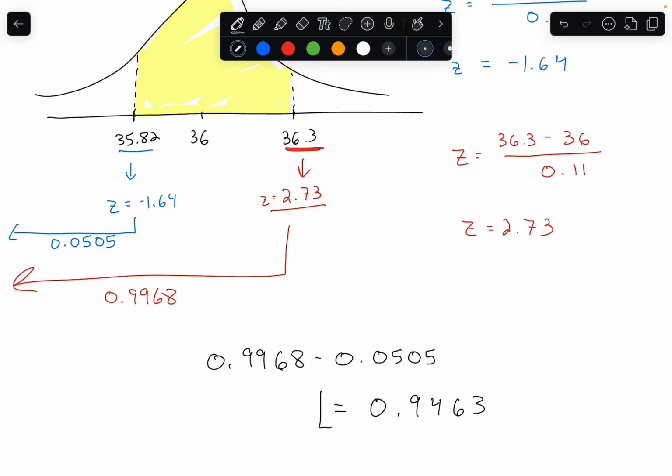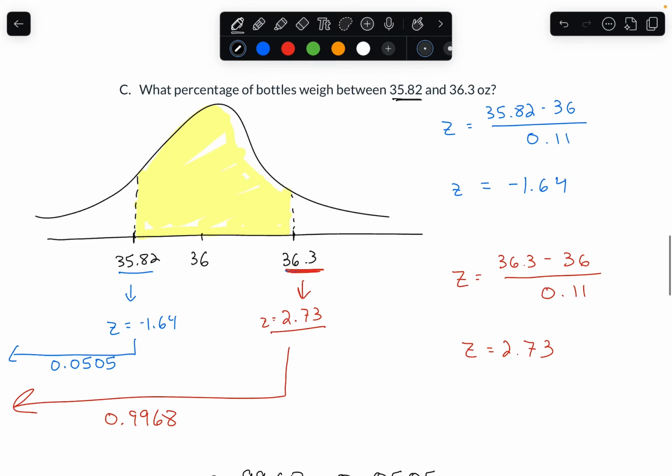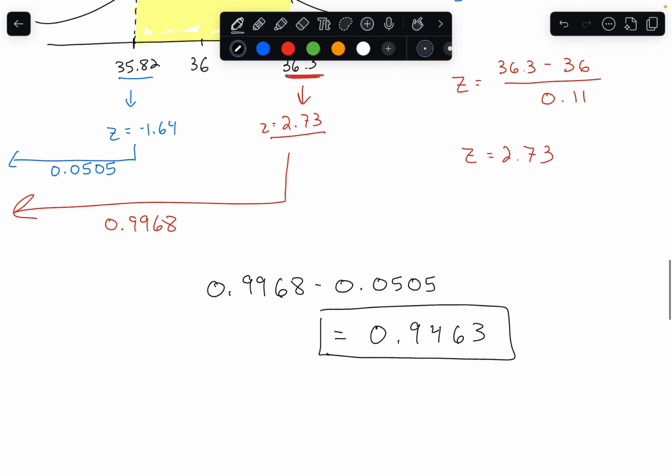So 0.9968 minus 0.0505 gives me 0.9463. That's the probability. Let's just double check and make sure we didn't want a percentage. Yes, this did want a percentage. So okay, we'll convert it really quickly. This would be 94.63%.